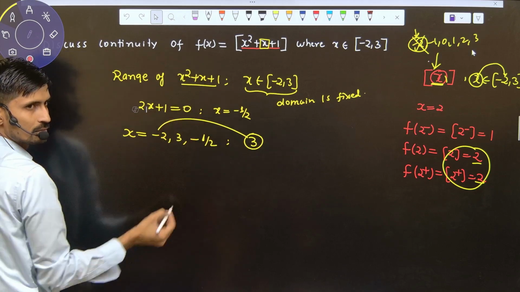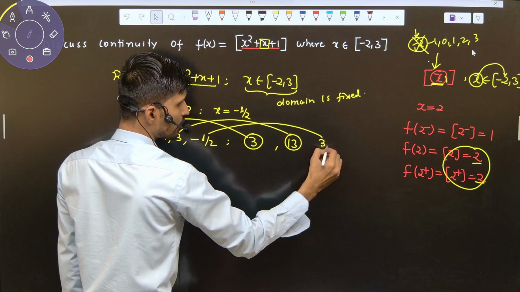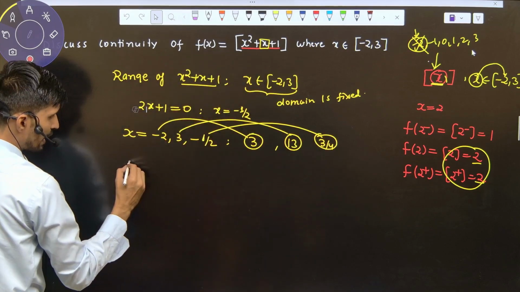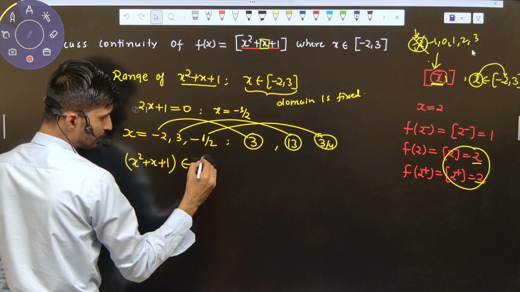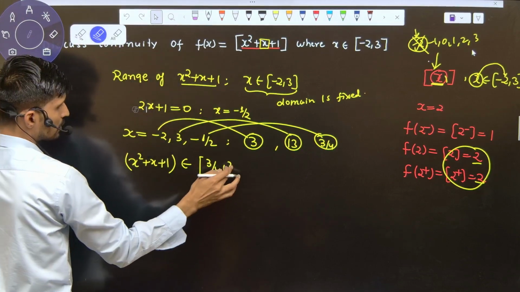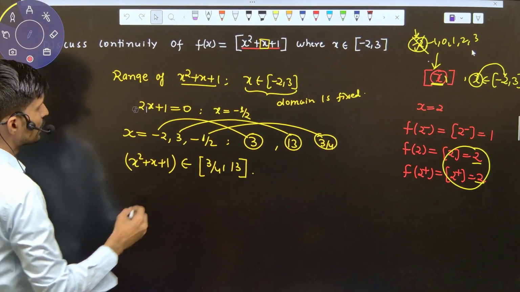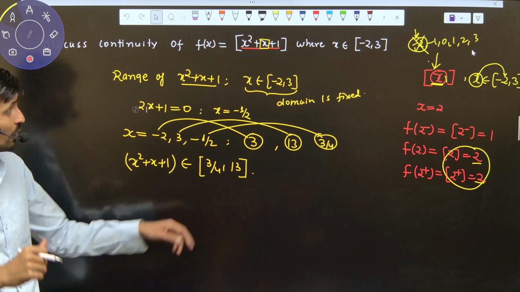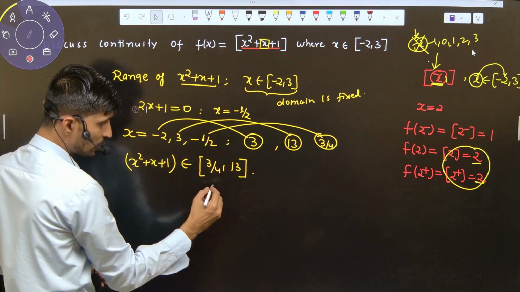Now 3 I will put, 13. And minus 1 by 2, I will get 3 by 4. So which is minimum? 3 by 4. Which is maximum? 13. It means the expression x square plus x plus 1 ranges between 3 by 4 to 13. So this total expression can take values between 3 by 4 to 13. And we know whenever this will be an integer, we'll get a point of discontinuity. So between 3 by 4 to 13, how many integers are there?